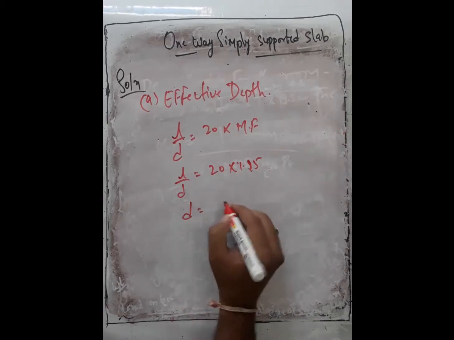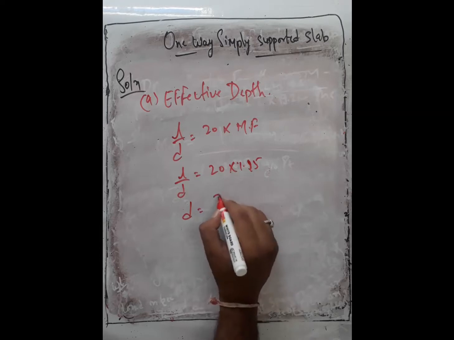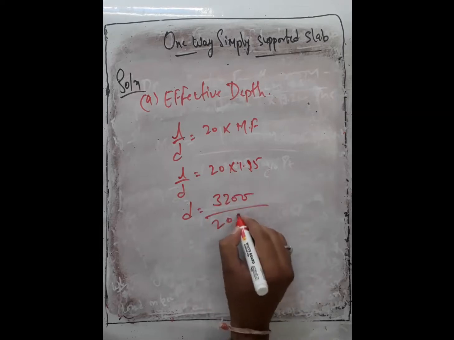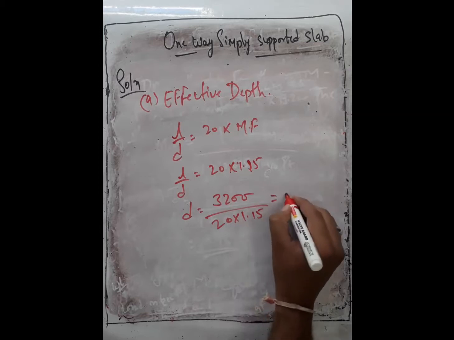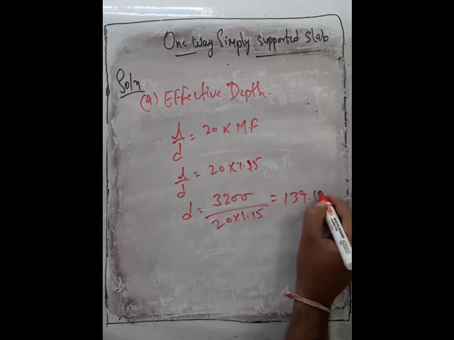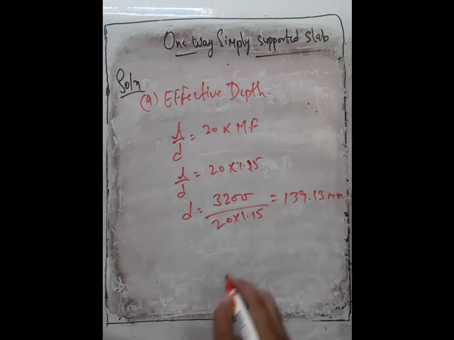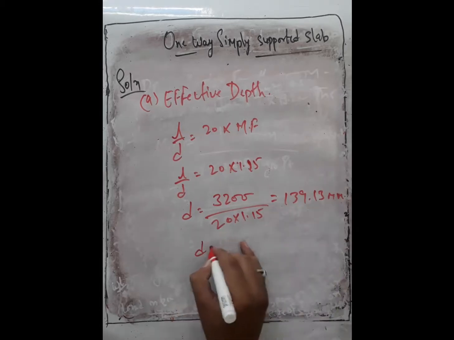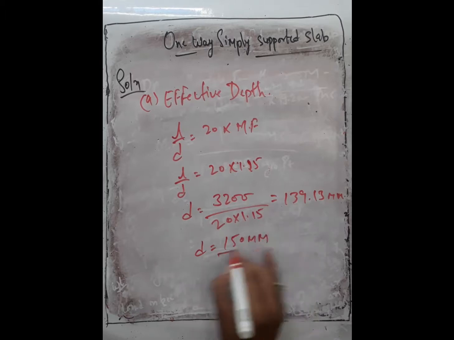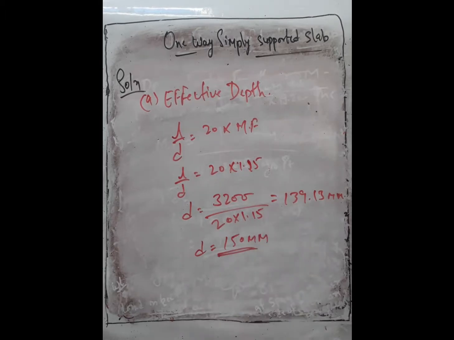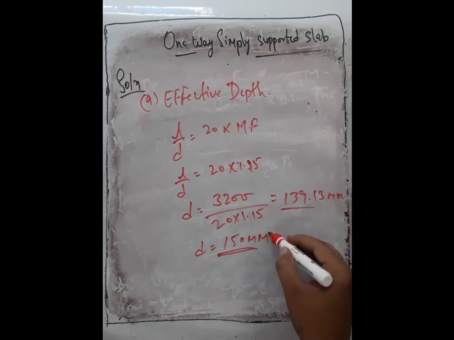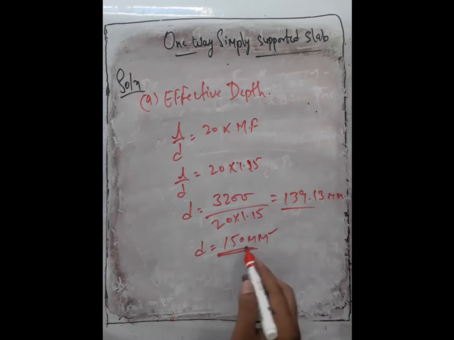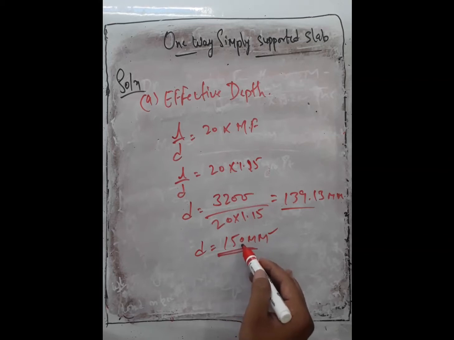So D is equal to L divided by 20 into 1.15. Here we get D is equal to 139.13 mm. So we have to modify it, we have to take 150 mm because here we have to assume all things. Here we find small d is 139.13 mm, but for solving we take 150, because if you get the value in round numbers, meaning the last digit is 0, then you can calculate easily.